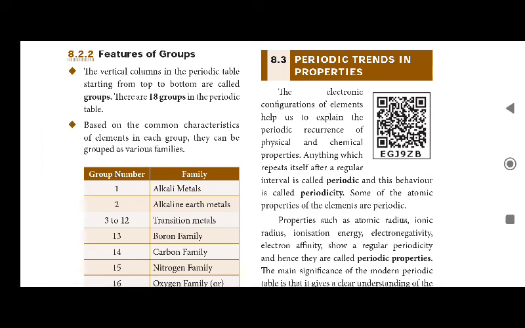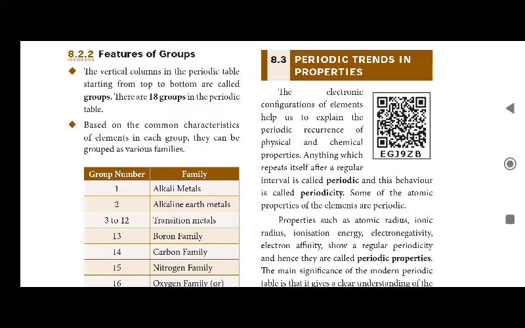Now features of the groups. Vertical columns in the periodic table starting from top to bottom are called groups. Left to right, period. Top to bottom, groups. There are 18 groups in the periodic table. How many periods are there? 7. How many columns? 18.